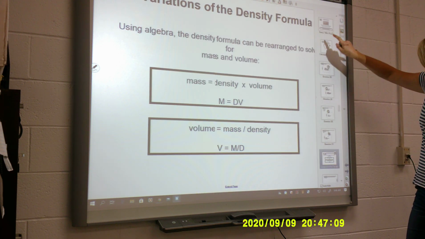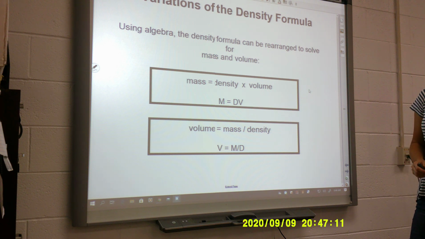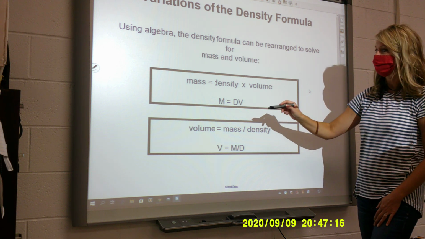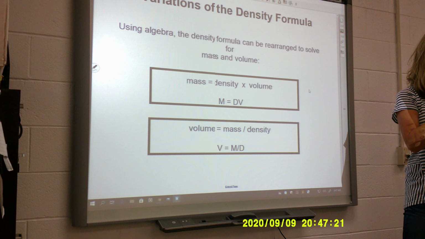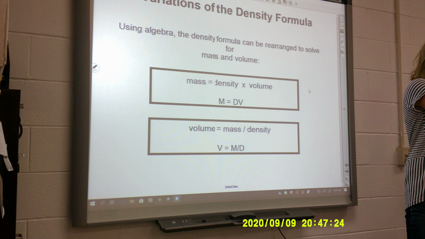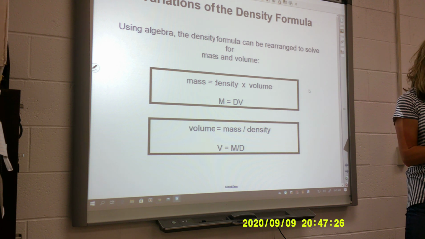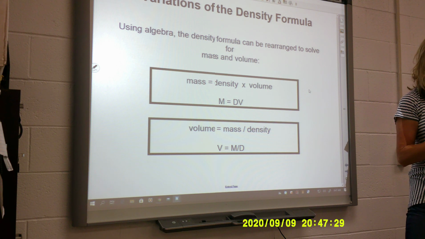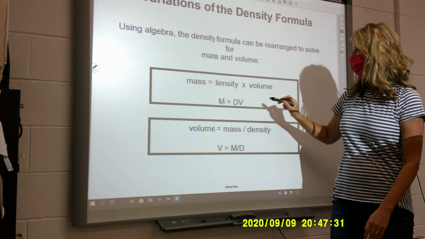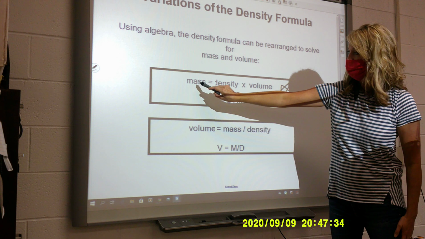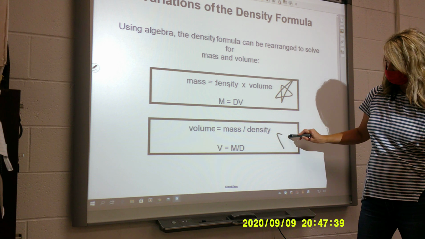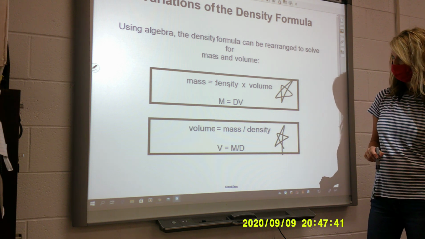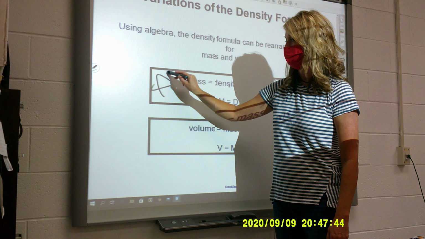Using algebra, the density formula can be arranged to solve for mass and volume. So you can switch it around. If you're dividing and get the answer, you can take the answer and multiply and get what you would divide by. You know how that all works out? Yes, you've had this before. So the formula for mass equals density times volume, or volume equals mass divided by density. Very, very, very important that you remember these.